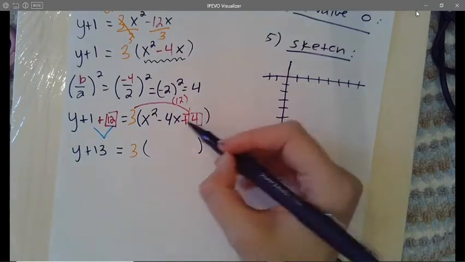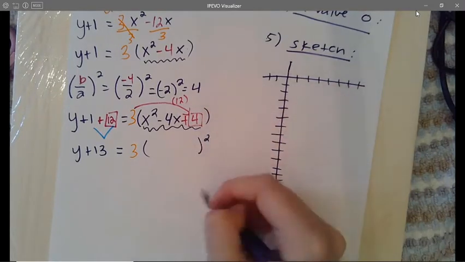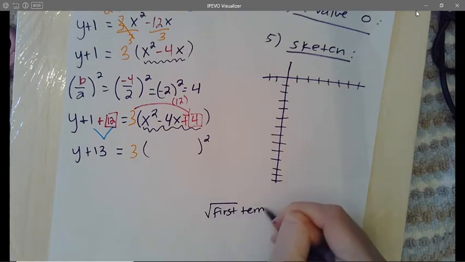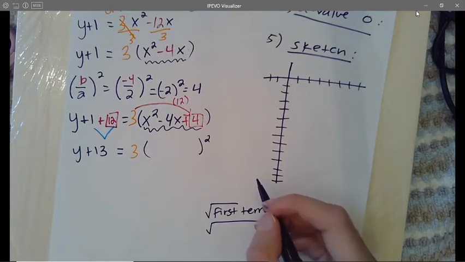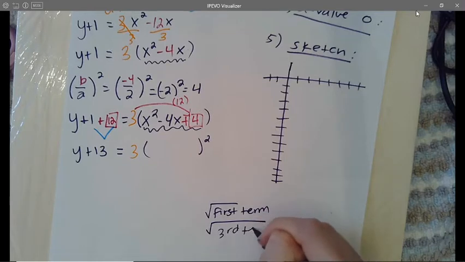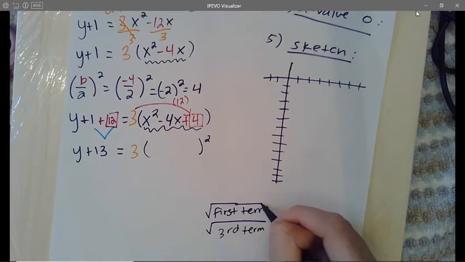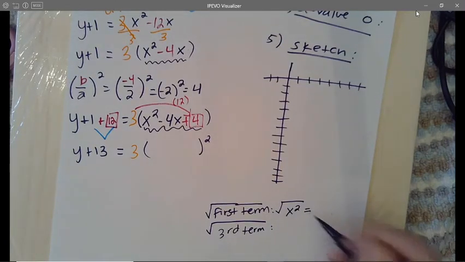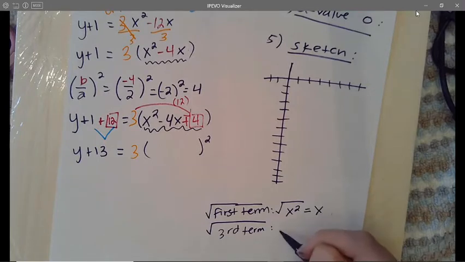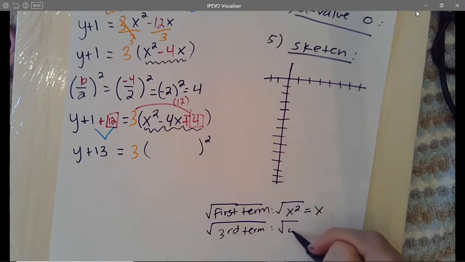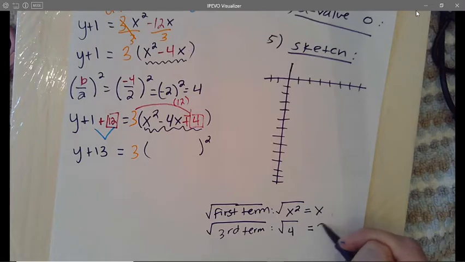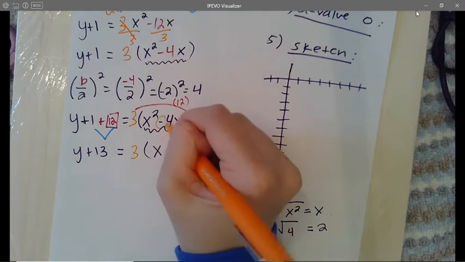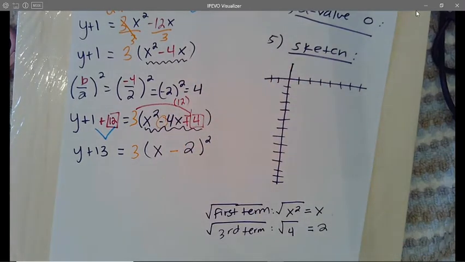Our shortcut to write this as a perfect square trinomial: I'm going to square root the first term and the third term, or the last term, and then we take the sign of the middle. The first term is x squared, and the square root of x squared is x. Then we're going to square root the last term, which is 4. The square root of 4 is 2. So I'm going to put my x and my 2 in here, and then we take the sign of the middle, which is minus 2.